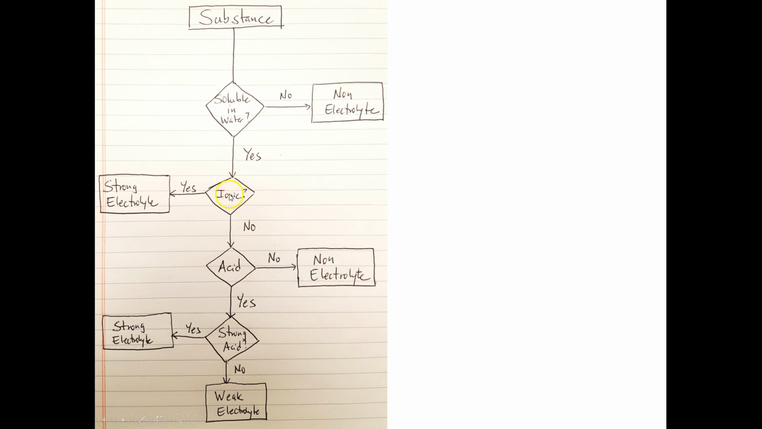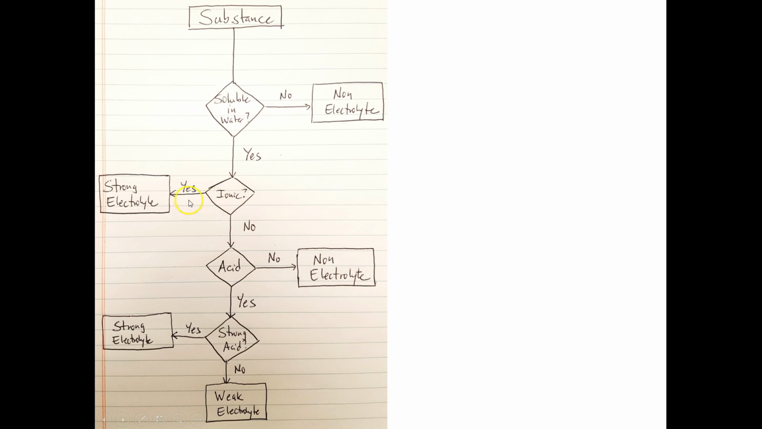If it is soluble in water and it's ionic, then that makes it a strong electrolyte. And again, that's going to encompass just about any kind of ionic compound we've talked about so far in this class. Sodium chloride being the most obvious example, but any other combination of ions that we've talked about so far this year. If it's soluble in water, it's going to be a strong electrolyte.